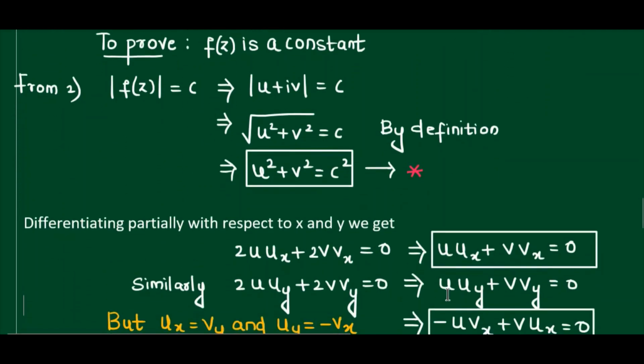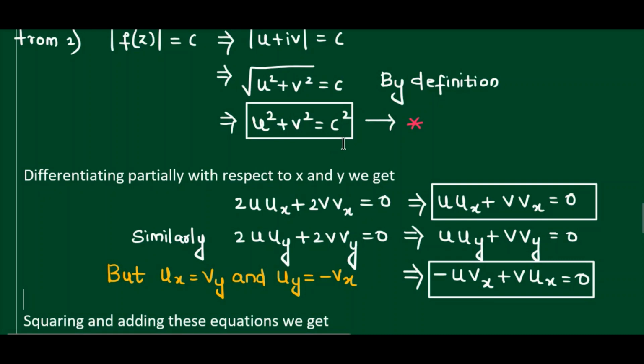Now differentiating this box with respect to x, we get 2u into ux plus 2v into vx equal to 0. Cancelling 2, you get this equation which I have taken in this box. Similarly, differentiating this box with respect to y, you get another equation, but I am not going to use it directly because I am going to convert it to derivatives with respect to x. So make use of the CR equations: uy is nothing but minus vx and vy is nothing but ux. After substituting the CR equations, you get this box. So I am going to use these two boxes.